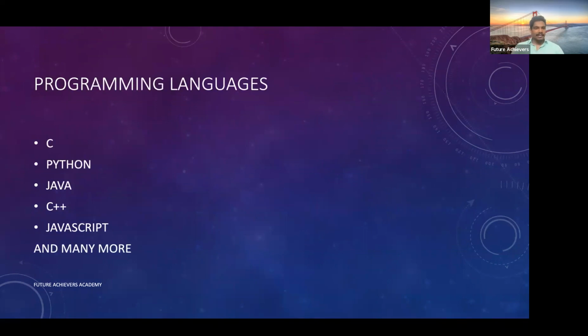Programming languages. Again, we have C, Python, Java, C++, JavaScript, and many more languages like Kotlin, Swift, Ruby, CSS. CSS is not actually a programming language, it's a style language. So there are plenty of programming languages.